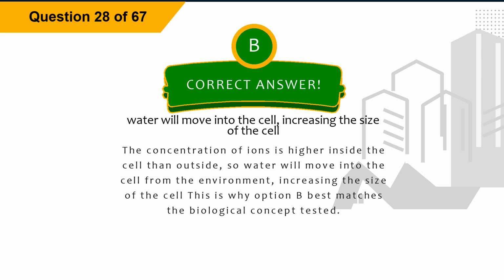Explanation: the concentration of ions is higher inside the cell than outside, so water will move into the cell from the environment, increasing the size of the cell. This is why option B best matches the biological concept tested.